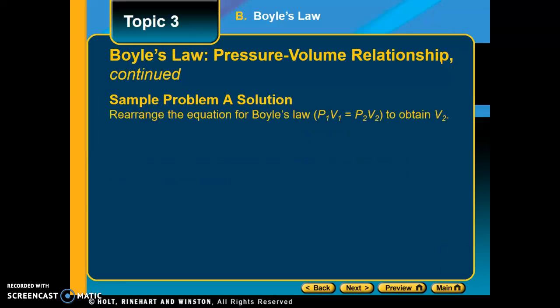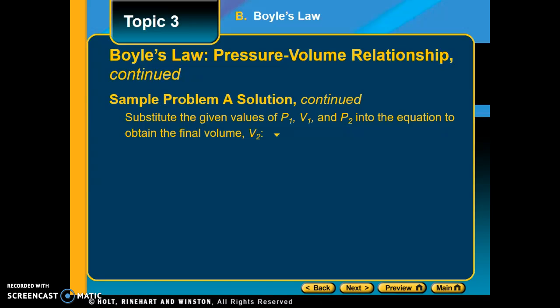You rearrange P1 V1 equals P2 V2 to solve for V2. So if you just look at that algebraically, you'll divide both sides by P2. So you end up with V2 is equal to P1 V1 over P2. So there are two ways you can solve these problems. You can plug the numbers in and then solve it algebraically, or you can rearrange the formula using algebra, plug the numbers in, and then that'll tell you what to multiply or what to divide.